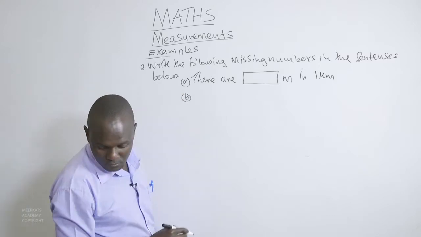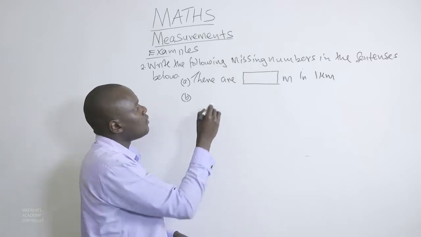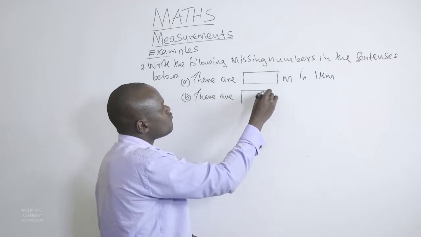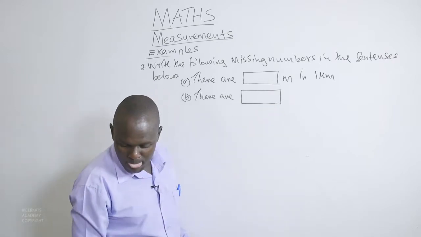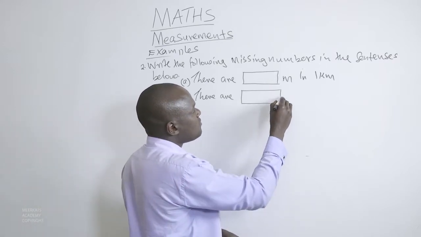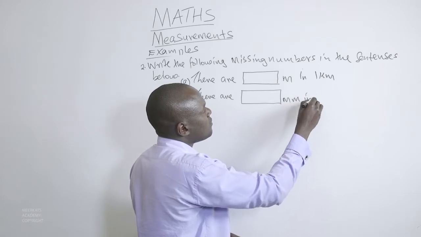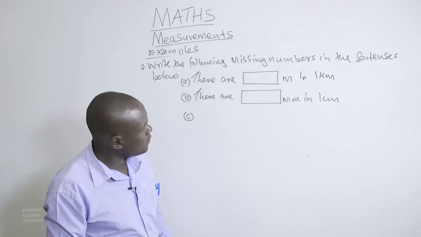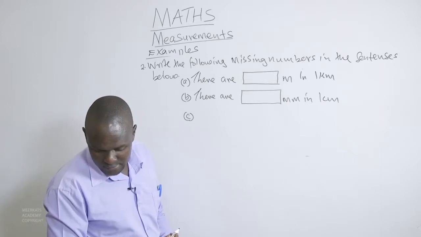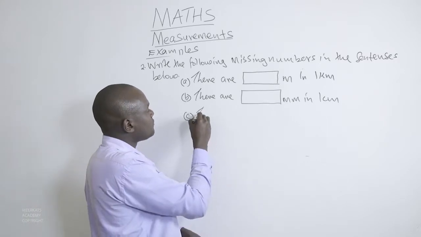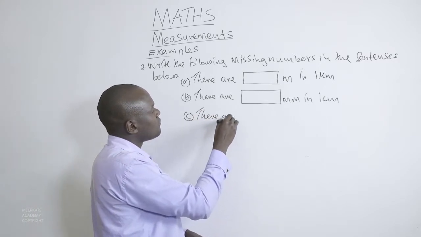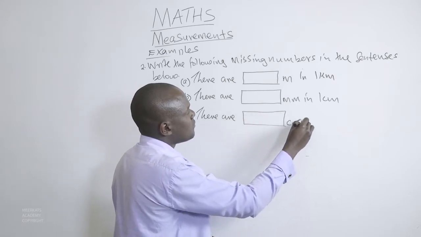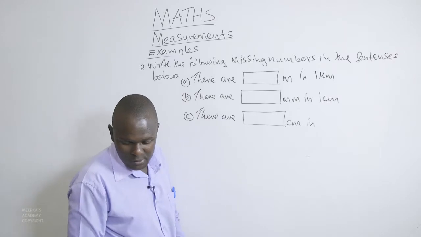B, there are dash millimeters in a centimeter. Part C, there are dash centimeters in 1 meter.